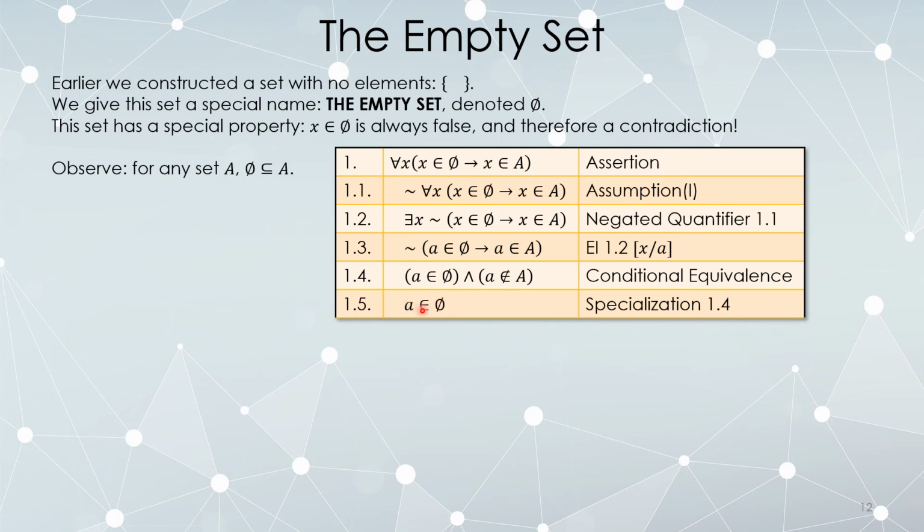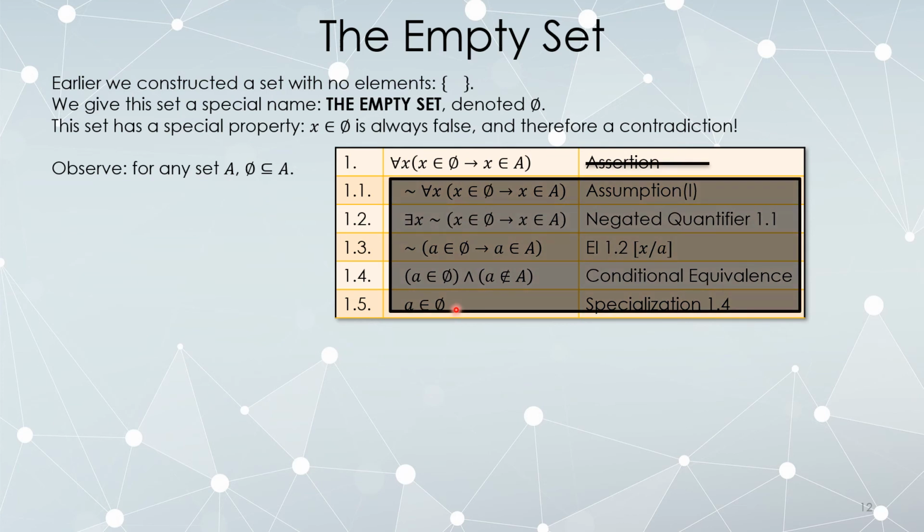But a is an element of the empty set is a contradiction. So having assumed the opposite of my assertion, I have derived a contradiction, which means the proof is complete. This statement was true even without any givens.